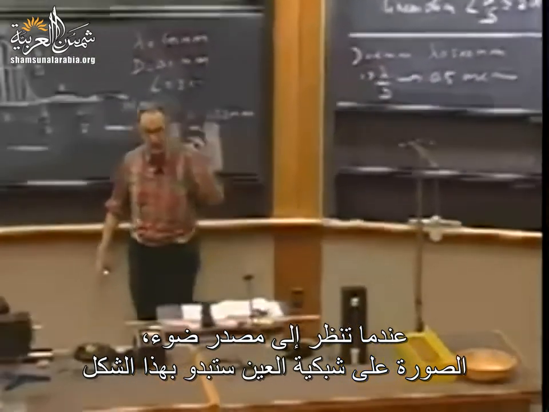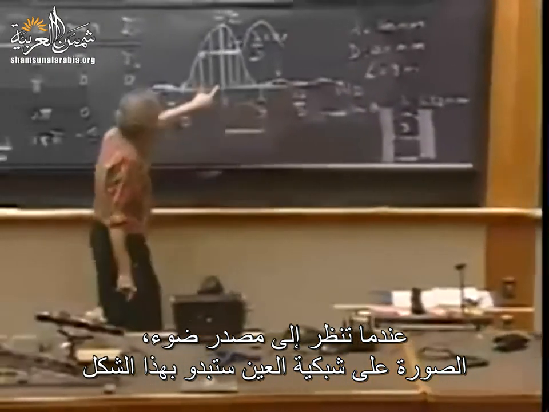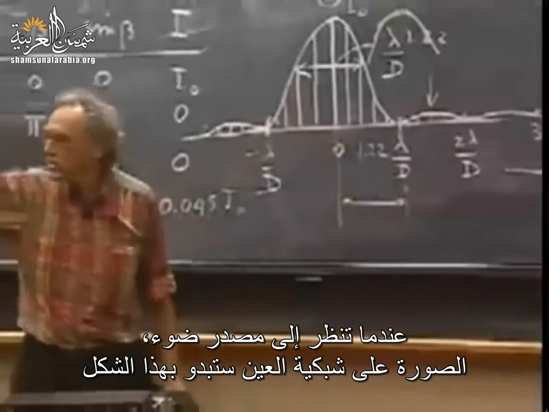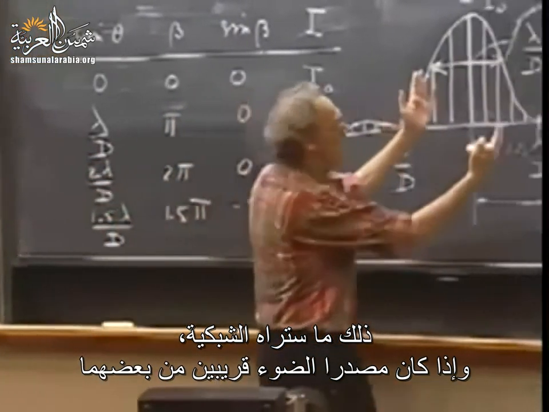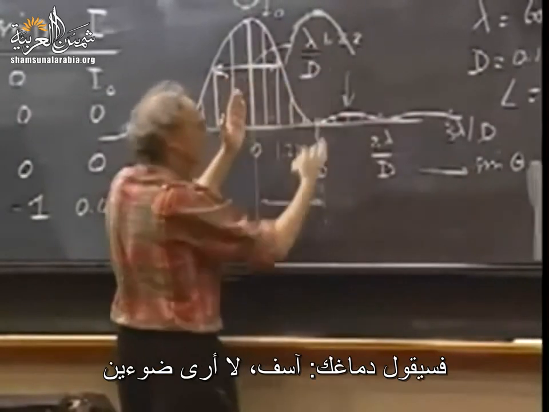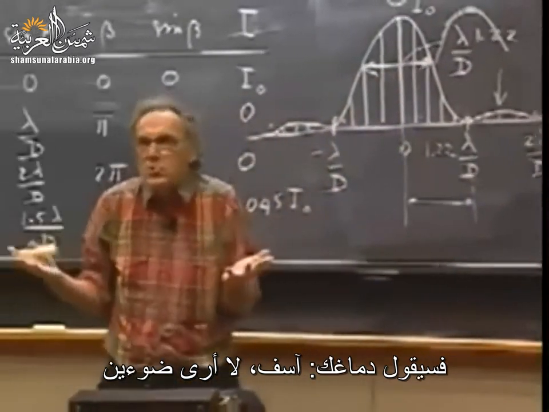On your retina, when you look at a light source, the image on your retina will look exactly like what you saw there. That is what your retina will see. And if those two lights are too close together, your brain will say, sorry, I don't see two lights.